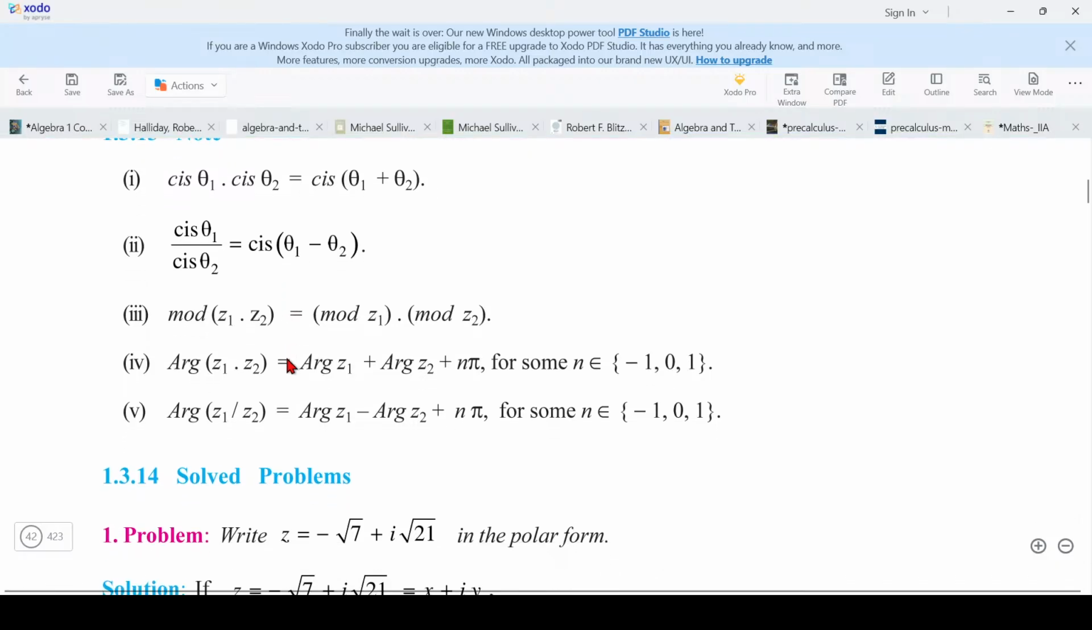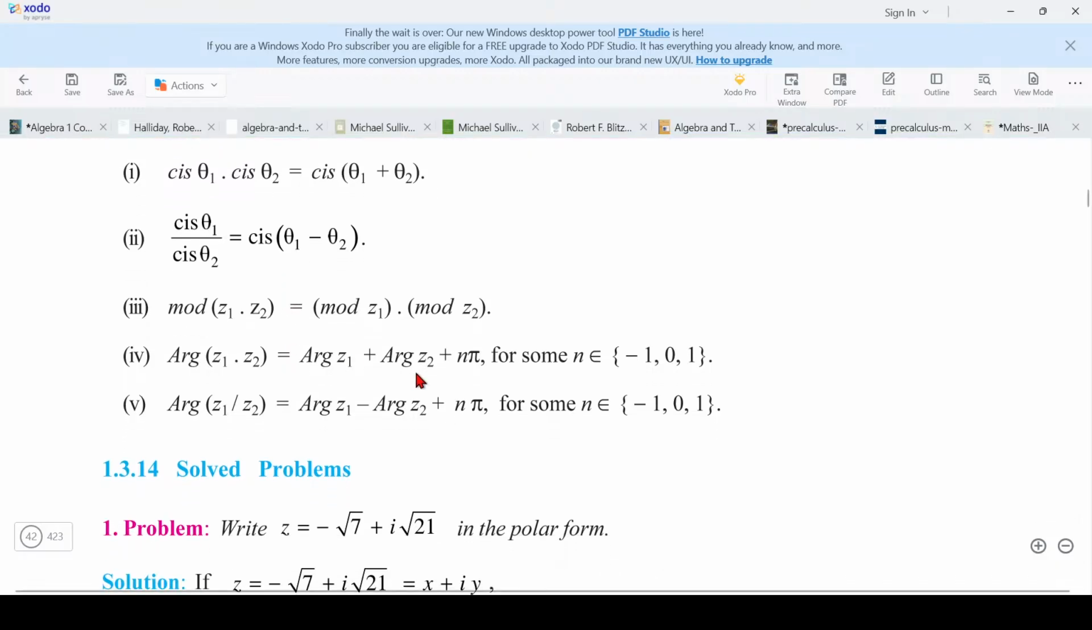One thing you should take care of is when you are multiplying complex numbers and adding angles. Sometimes when you add angles, the angle might come out to be 240 degrees. But you cannot call the angle 240 degrees. Instead, you will call it minus 120 degrees.